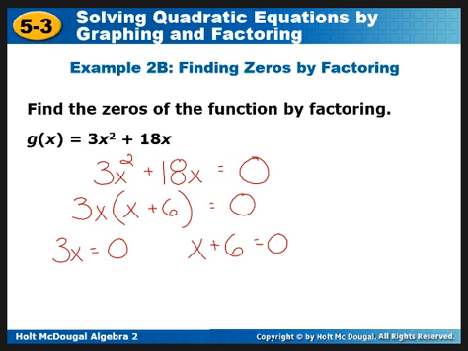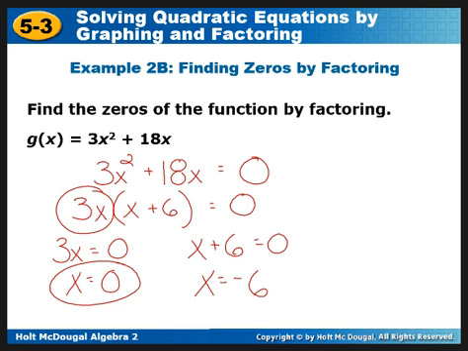Now, this one over here, this part, is relatively easy because there's only one thing that I could fill in for x and multiply by 3 that's going to give me 0, and that's going to be 0. Over here, if we subtract the 6, x is going to be -6. So again, x equals 0 and x equals -6 are the roots or the zeros of this particular quadratic function.